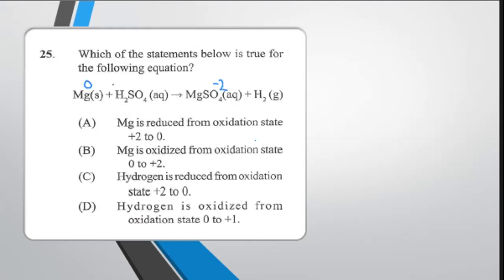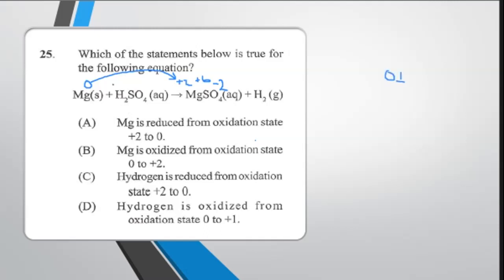So 4 times 2 is 8. Sulfur would be +6, and magnesium here would be +2. So magnesium went from being 0 to being +2. Magnesium is oxidized. If it went from 0 to +2, magnesium is oxidized.